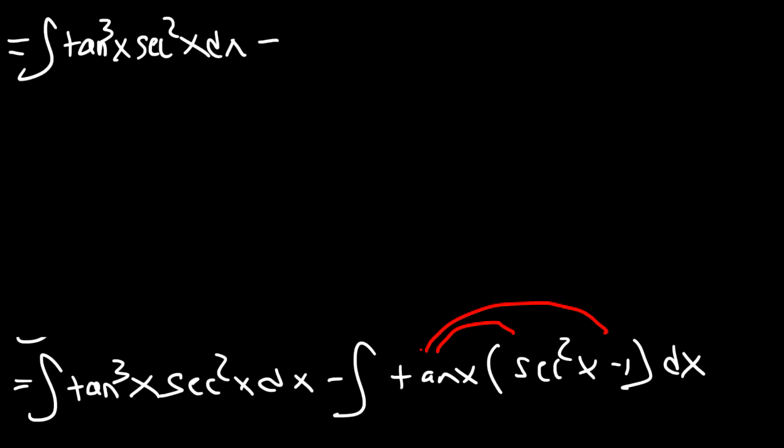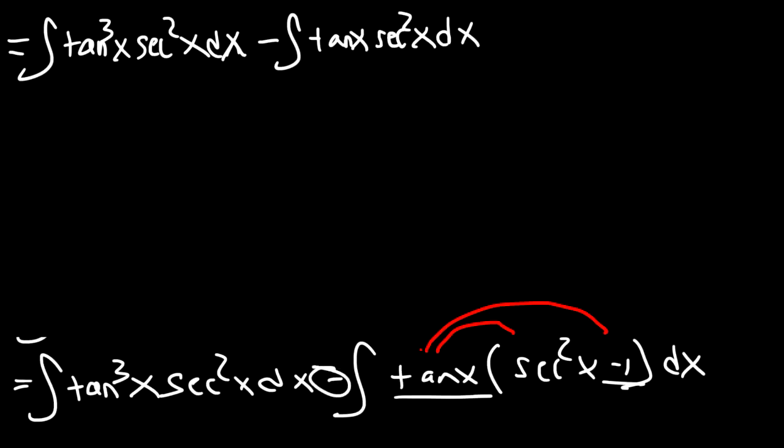So we have minus integral of tangent x secant squared dx, and then the last integral will be tangent times negative 1, so that's negative tan, and we have a negative in front of it, so that's going to be positive integral tangent x dx.